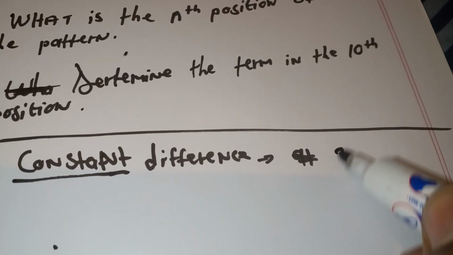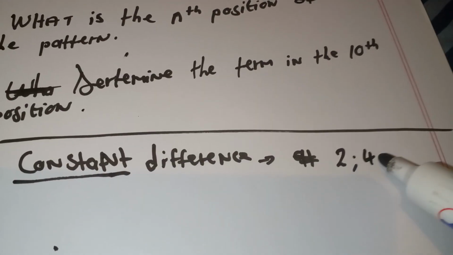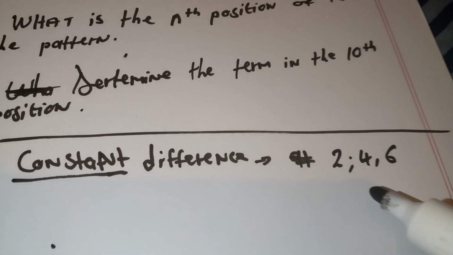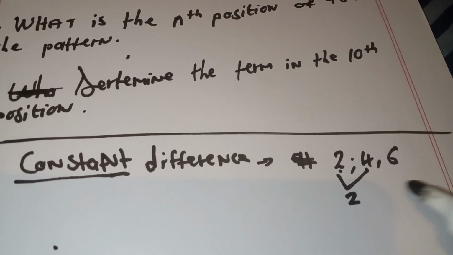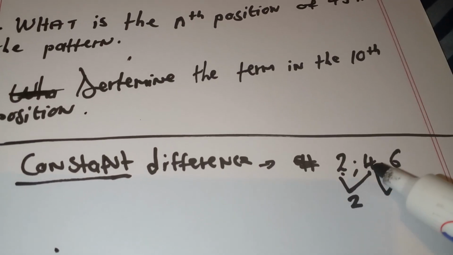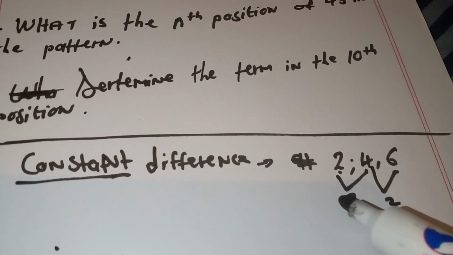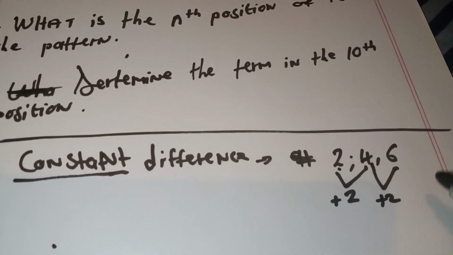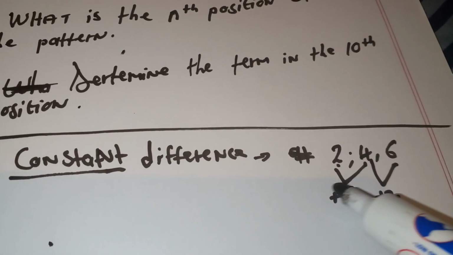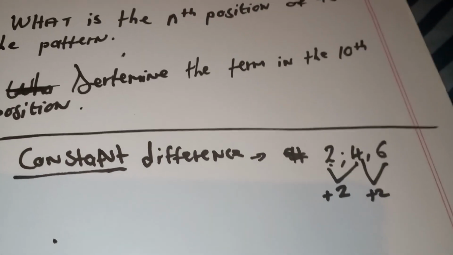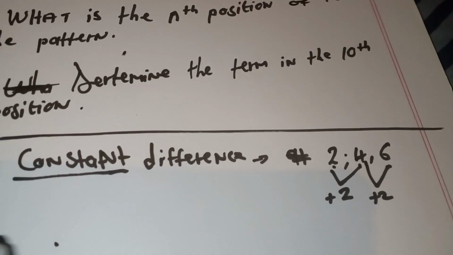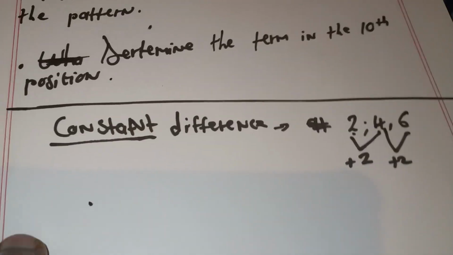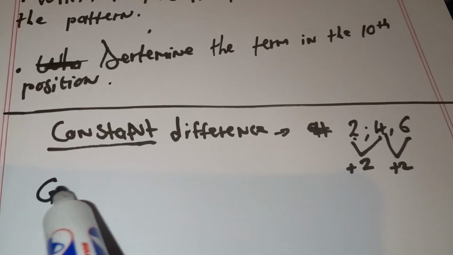Let us make an example. If we are given 2, 4, 6, you see the constant difference here: what happened to 2 to get 4? They added 2. From 4 to get 6, you add 2. So that is the constant difference. Then it depends whether you are adding or subtracting.